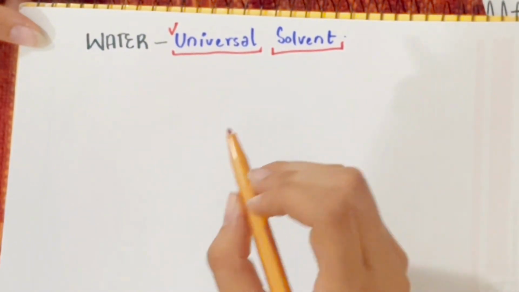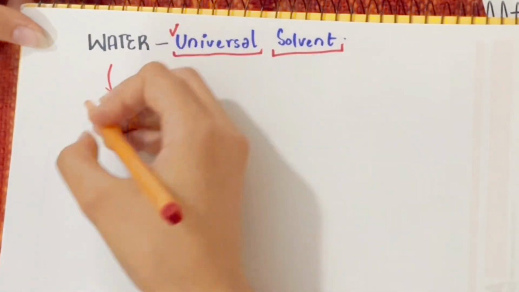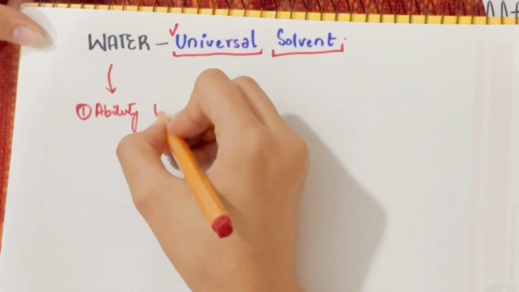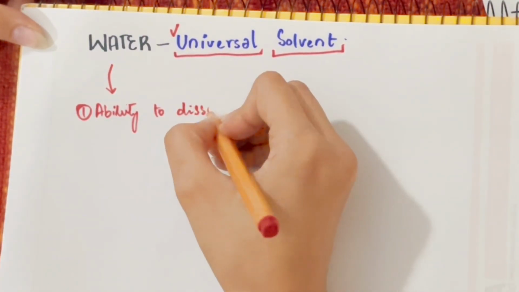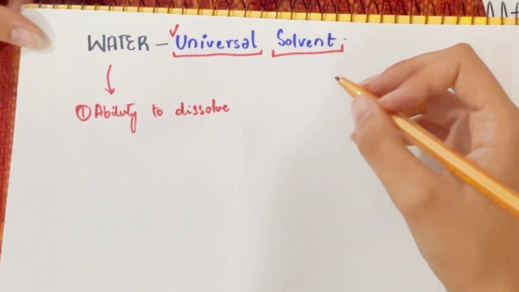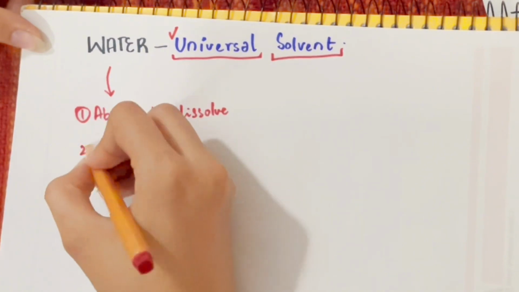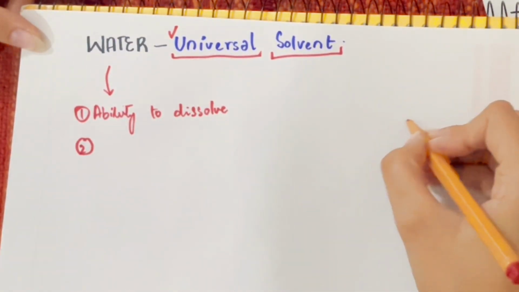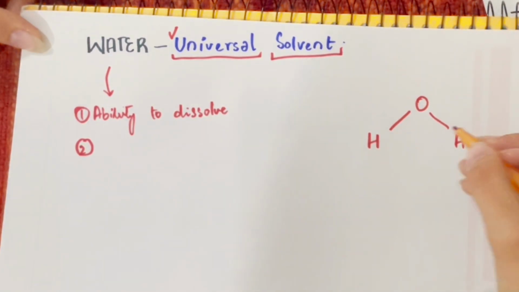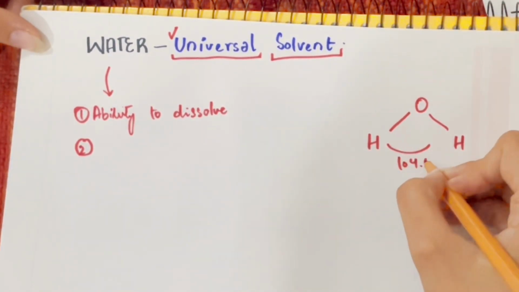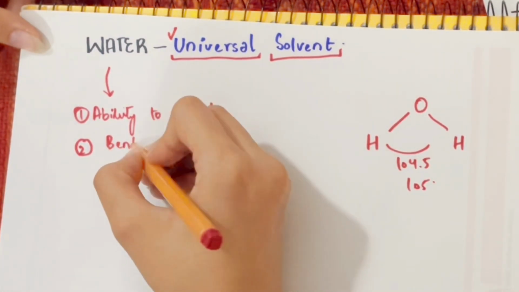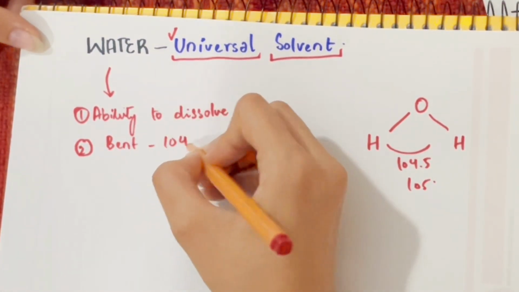One of the most valuable properties of water is basically its ability to dissolve. Since it can dissolve most substances, it is termed to be the universal solvent. So the ability of water to dissolve substances is very important. Basically, an individual water molecule has a bent shape, like I have told you in the last sheet. It has a bent shape which gives it an angle of almost 104.5, which can also be termed as 105 degrees.